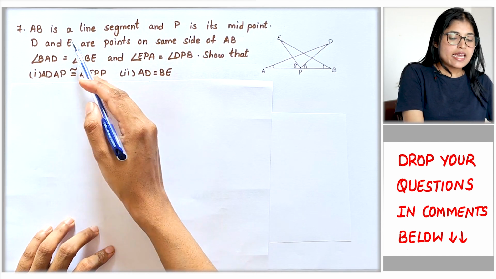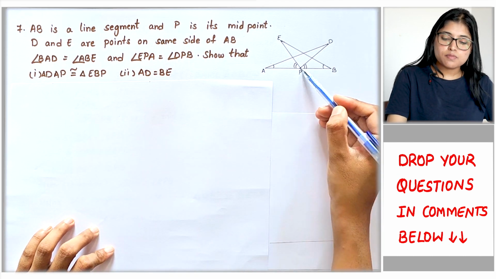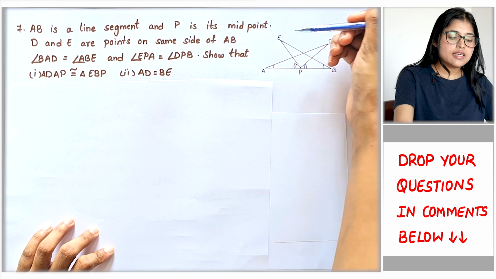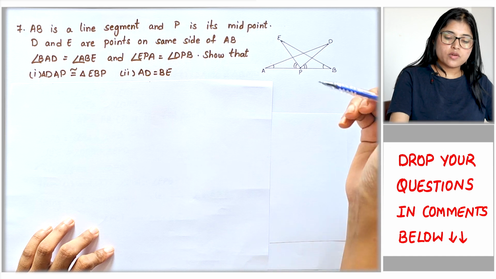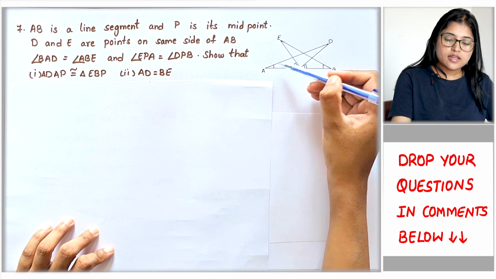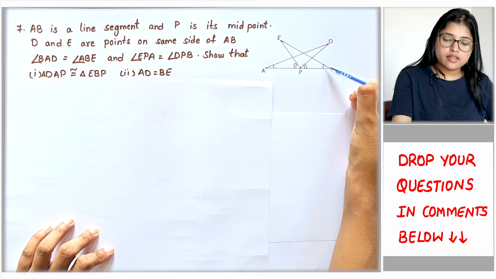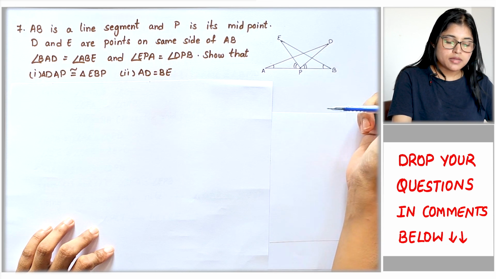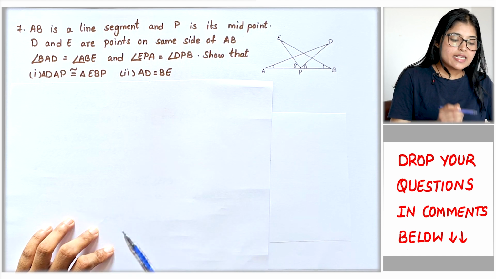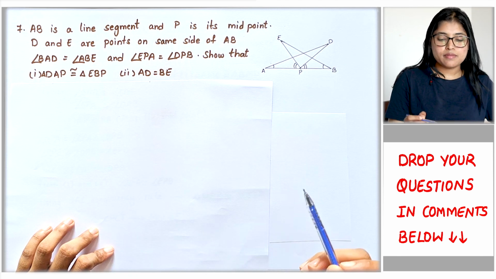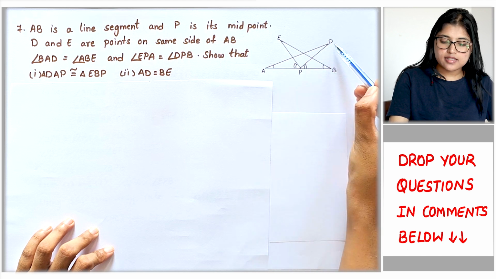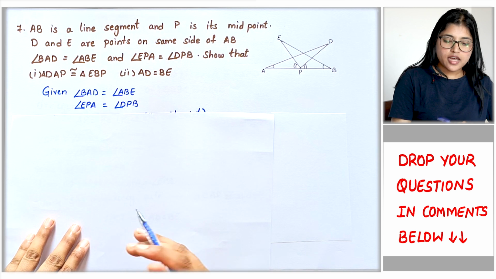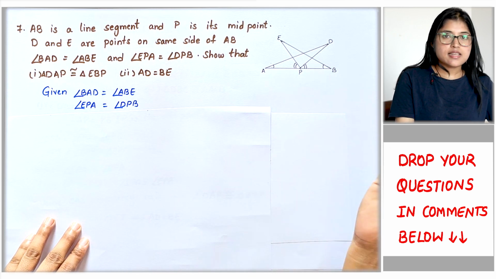Seventh question says, AB is a line segment and P is its midpoint. D and E are points on the same side of AB. So D is here, E is here, and angle BAD equals angle ABE, that is this angle is equal to this angle, and these two angles here are also equal, which is EPA and DPB. Now I need to prove that triangle DAP is congruent to triangle EBP. So triangle DAP, that is this triangle over here, is congruent to this triangle over here. I have written down the given information, that is these angles are equal.